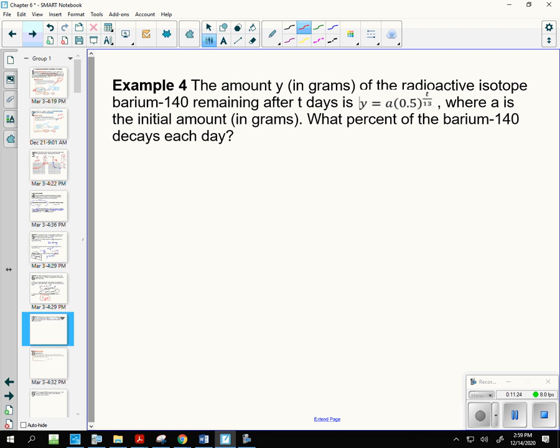They're going to give you an equation here. The radioactive isotope barium-140 remaining in t days is y equals a times 0.5 raised to t over 13, where a is the initial amount. What percent decays each day? So they want to know what the r is. So again, a times 1 minus r raised to the t power. And I know it's t over 13.